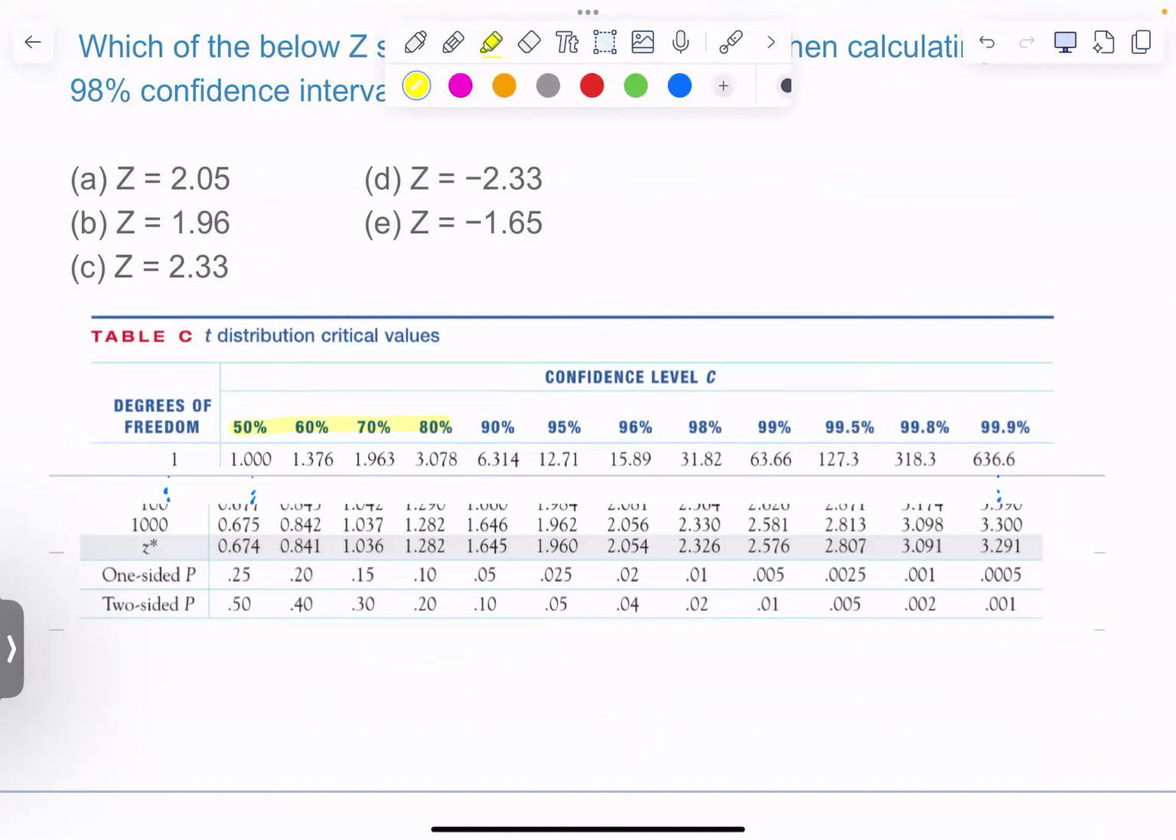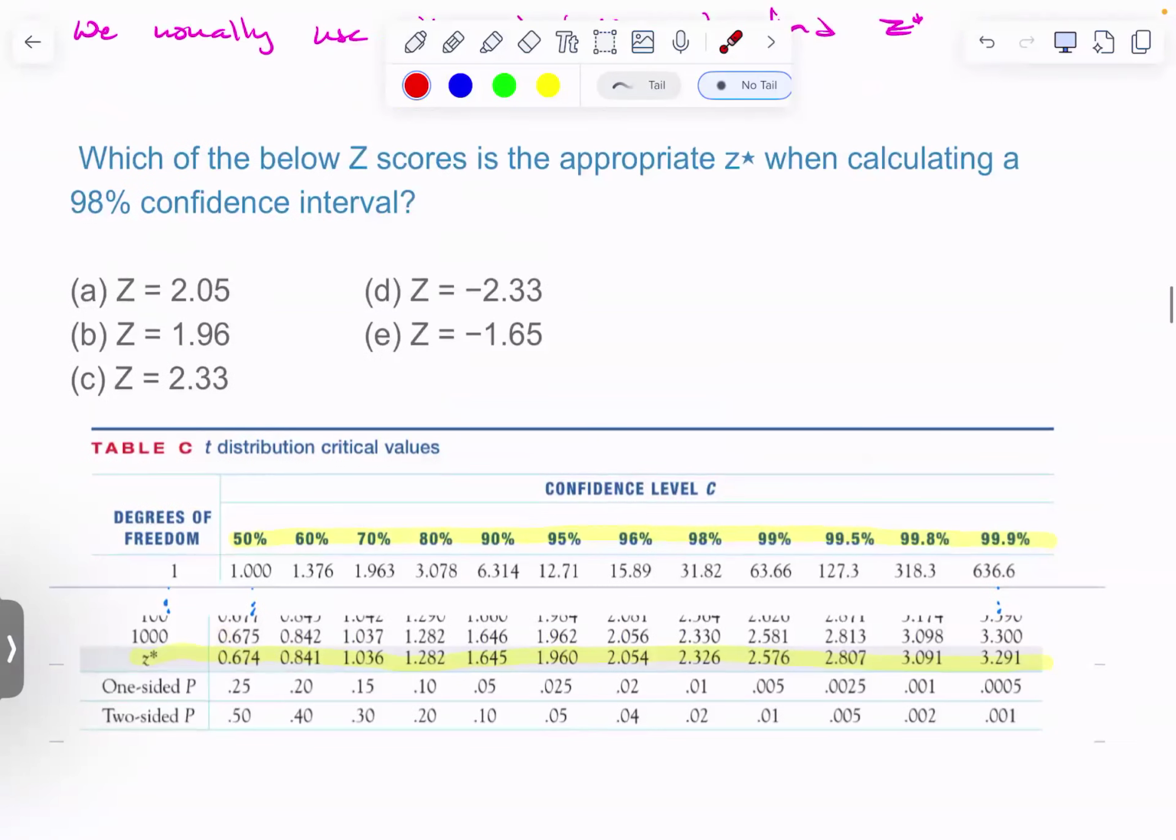Okay, so here you've got your confidence level, and it's going to map down to its Z star. Right, and so we saw 95% confidence interval, we're going to use a Z star of 1.96. 98% confidence interval, we're going to go here, search for 98, and then 2.326, which she only has 2 decimal places, but that's okay, 2.33.